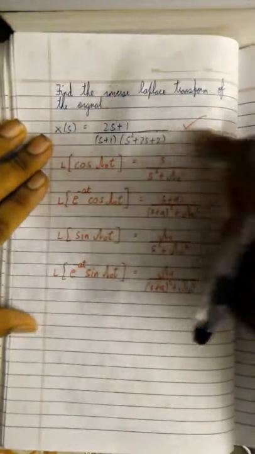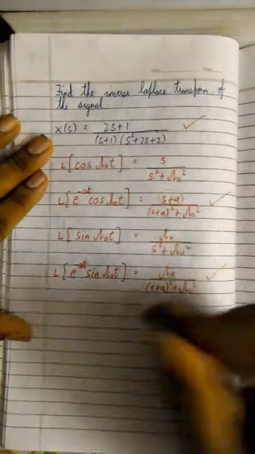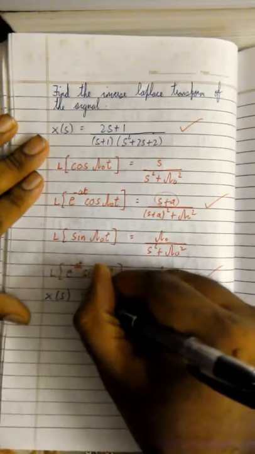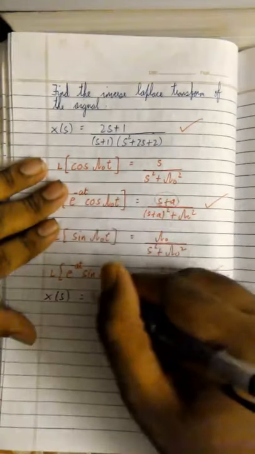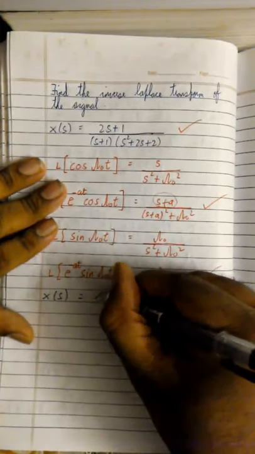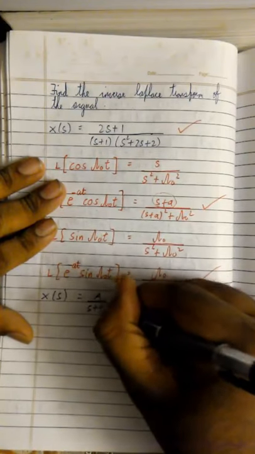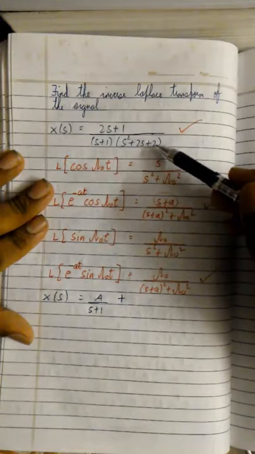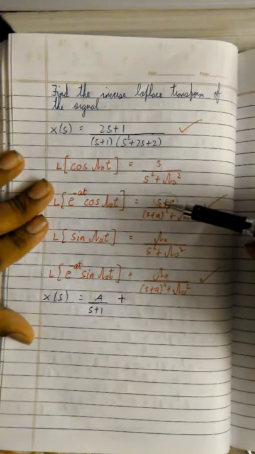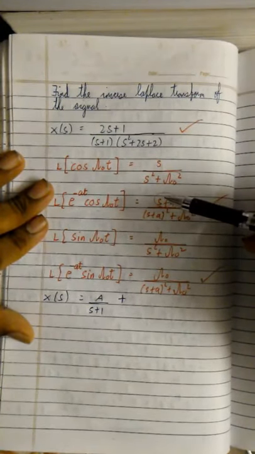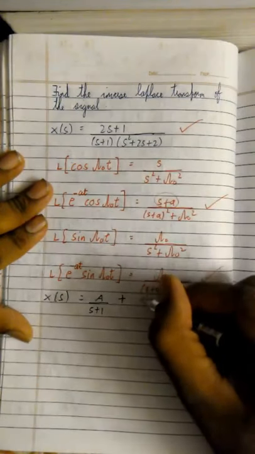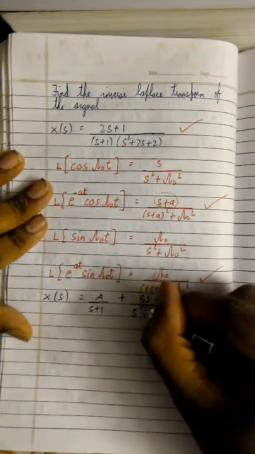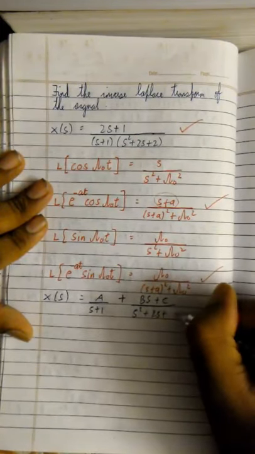So in that case, I can factorize this X(s) not in terms of complex poles, but rather I can factorize this in terms of a polynomial equation. So this will become A by s plus 1 plus, so now I'm not going to factorize this directly. Okay, I'm not going to factorize this directly. So what I'm going to write is the coefficients of this factor. So it will become Bs plus C by s square plus 2s plus 2.